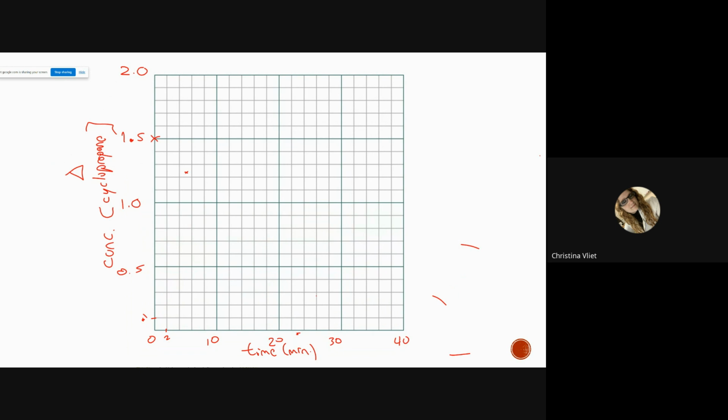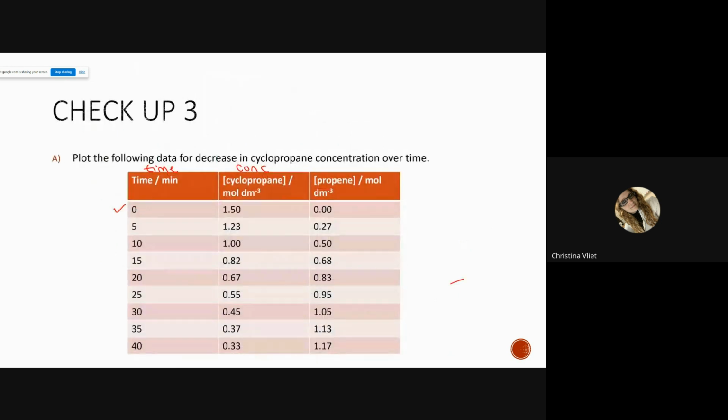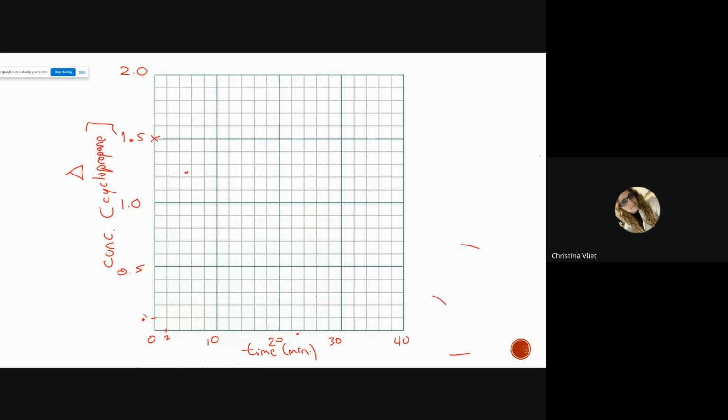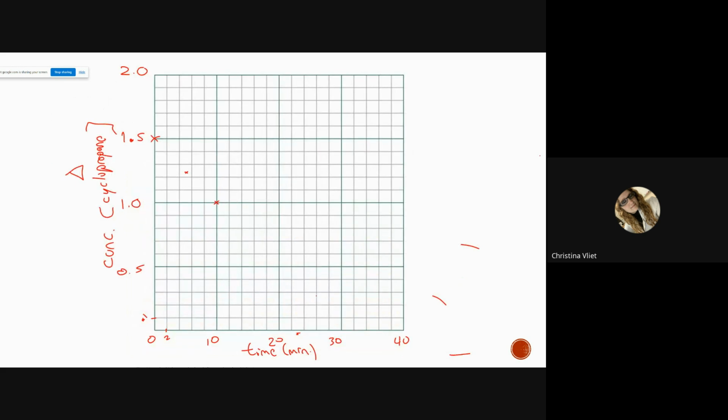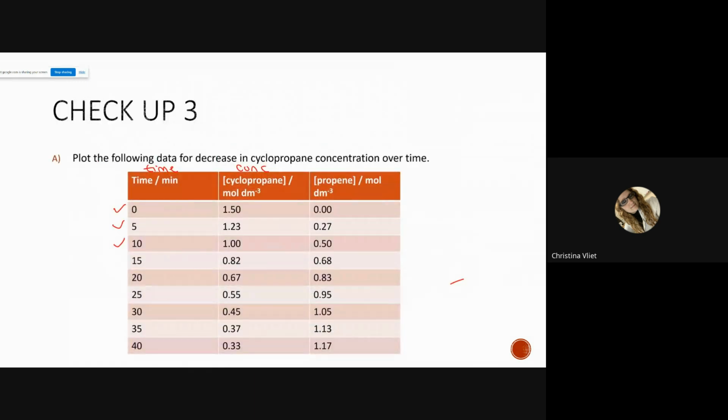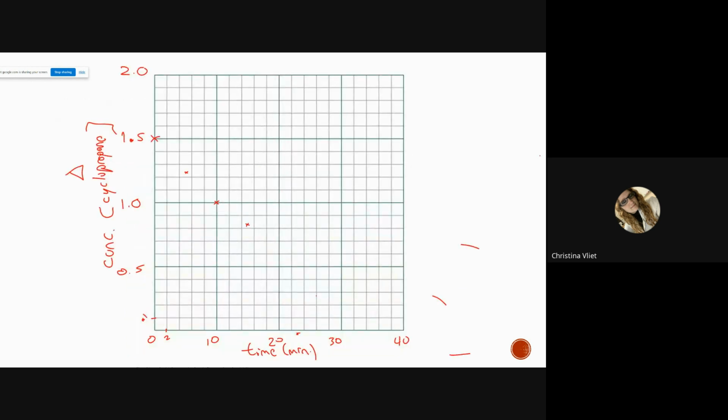Second plot point. Next one, 10 and 1.0. Still following me? 10 and 1.0. That's an easy one. That's here. Next one, 15 and 0.82. 15 and 0.82. Right here. 20 and 0.67. 20 and 0.67.